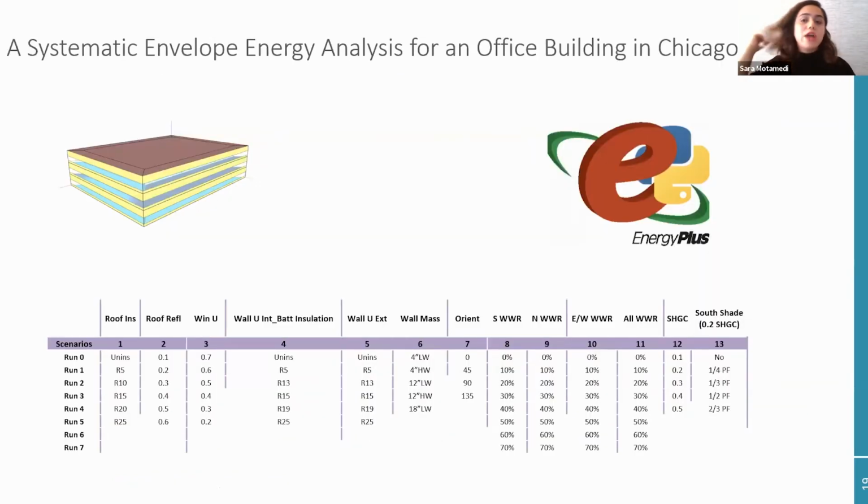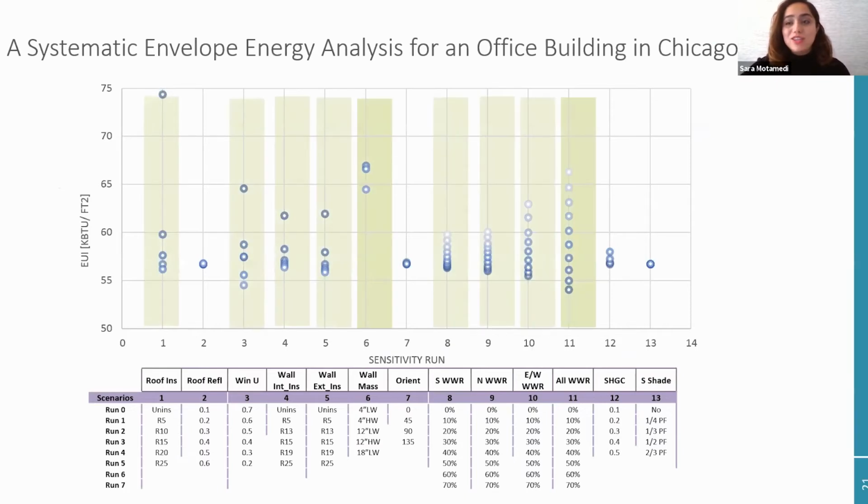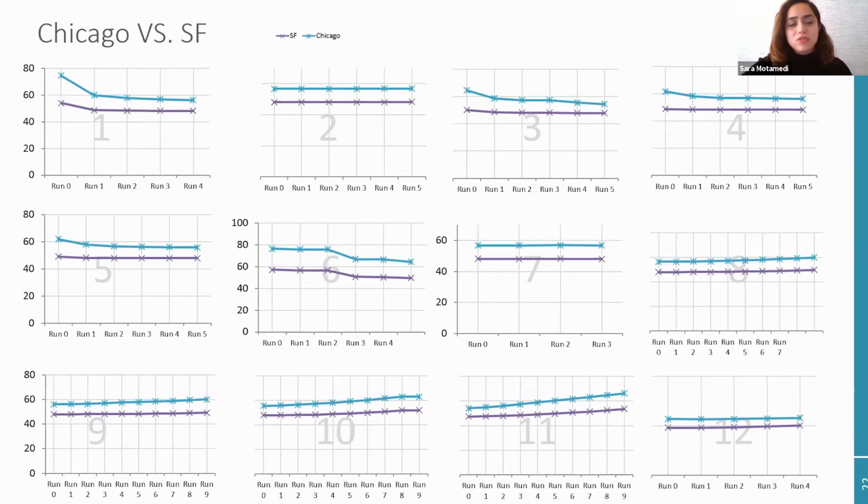So I repeated the same energy analysis for them for a different climate, like Chicago. And it's the same thing, but here what you see is that in Chicago, most of the envelope options matter, when you compare to San Francisco, where it was maybe a handful. It just gives you a comparison between Chicago and San Francisco. You can see that Chicago is the blue line, and San Francisco is purple. Chicago energy consumption is higher, which is understandable. It's just a harsh climate compared to San Francisco.